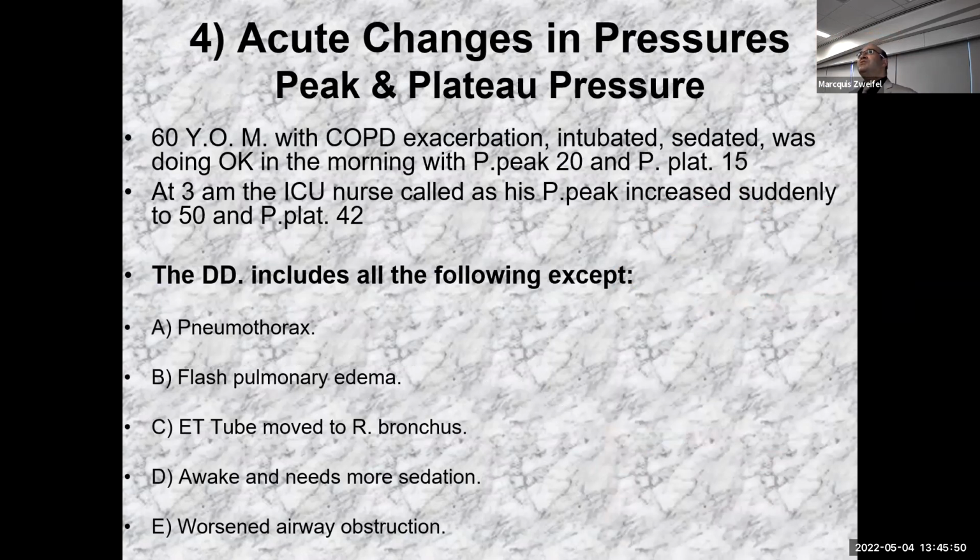Acute changes in the pressure. This is the last problem we'll talk about. A 60-year-old with COPD exacerbation, intubated, sedated, was doing okay in the morning. Peak pressure 20, plateau pressure 15. You remember what I told you. At 3 a.m., they called you because his peak pressure went to 50 and plateau pressure went to 24. We had a similar question on the pre-test. All these can explain that except.